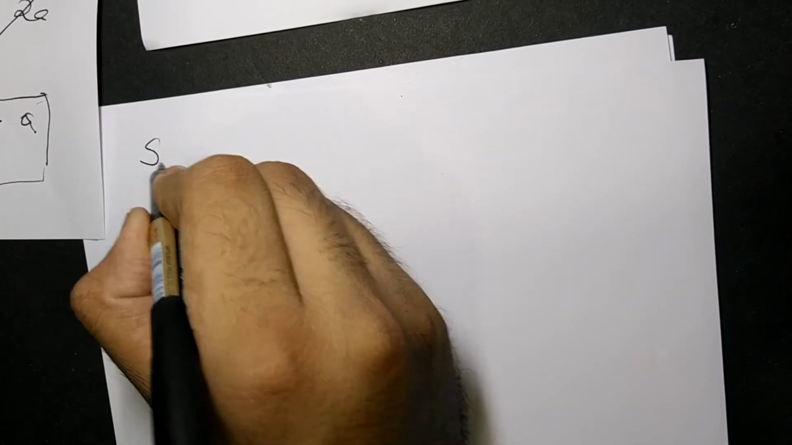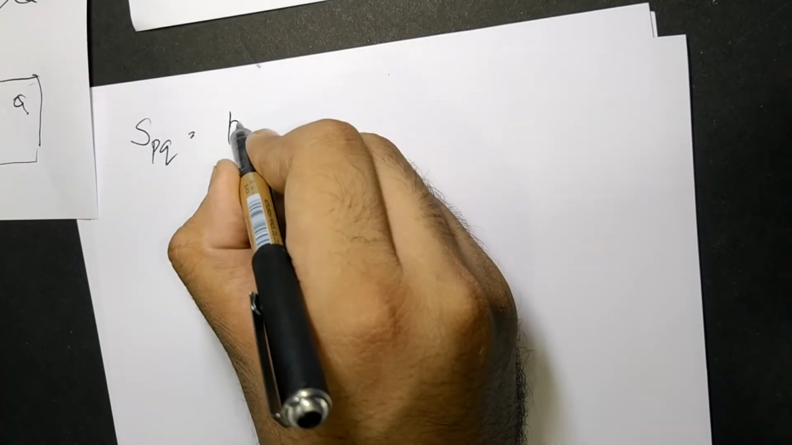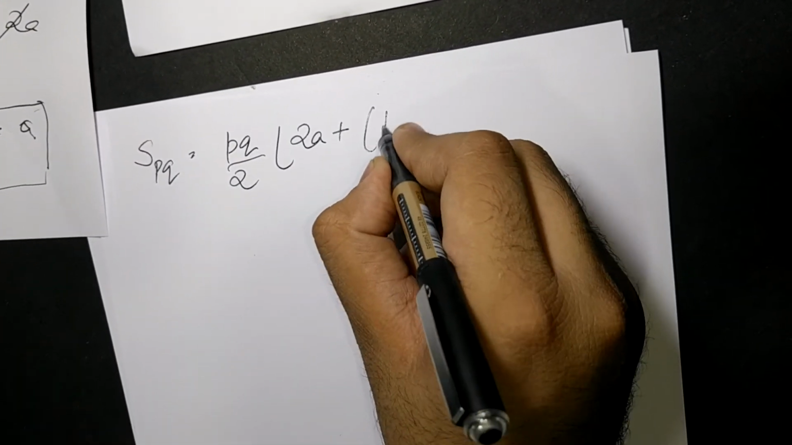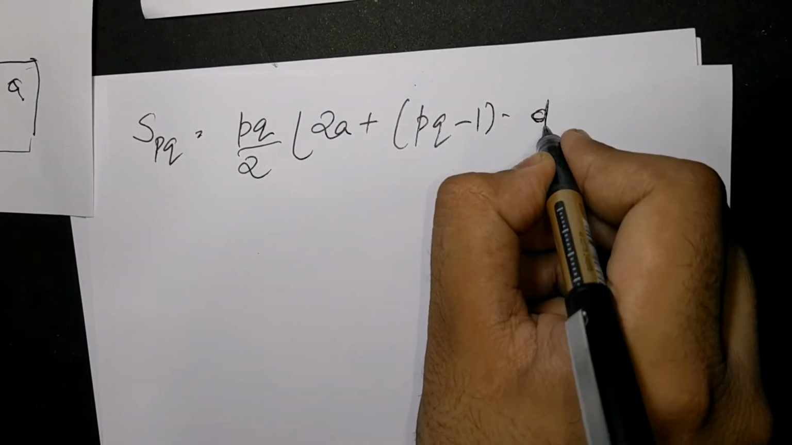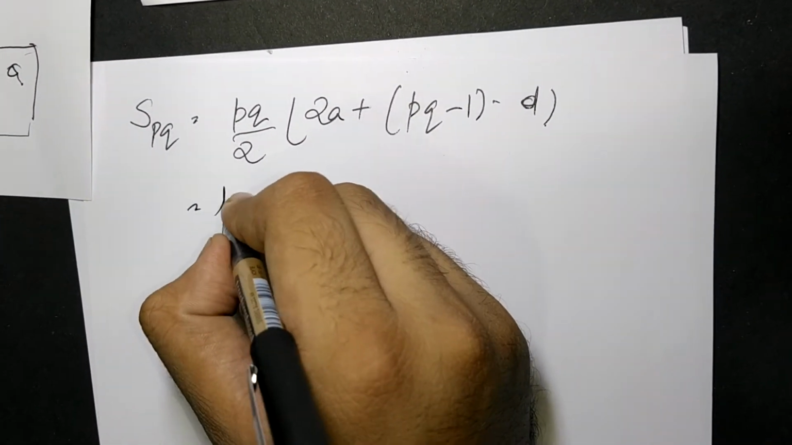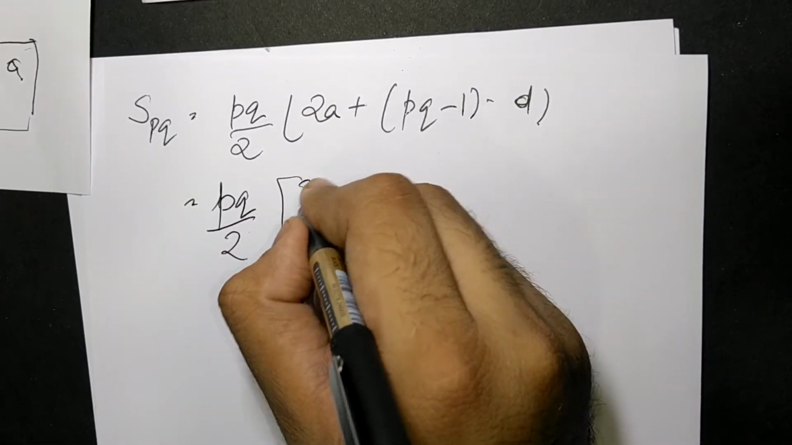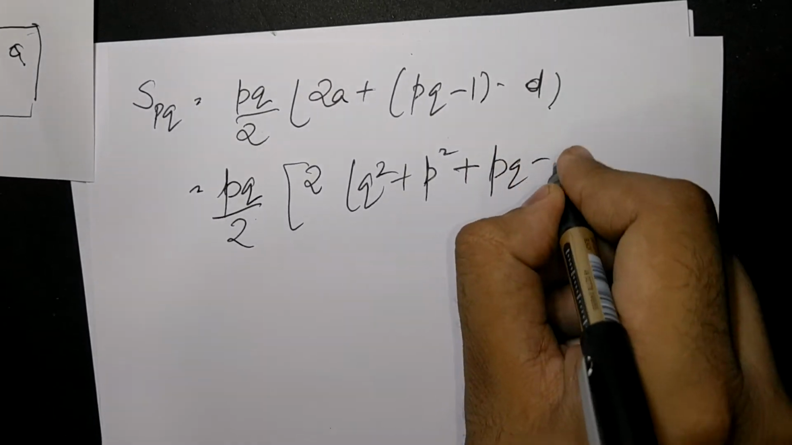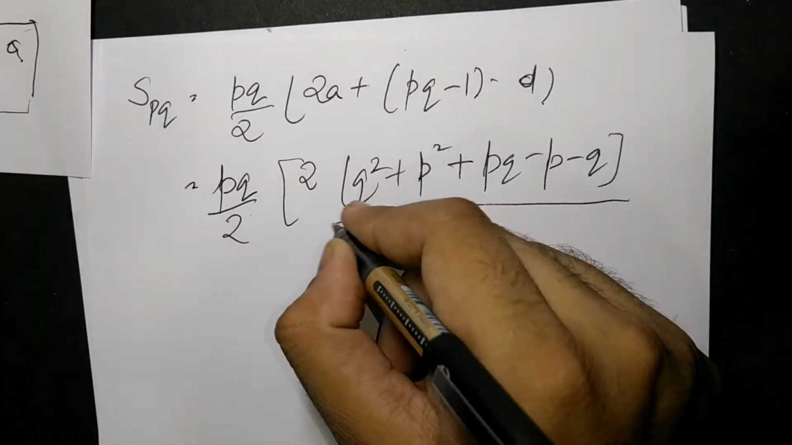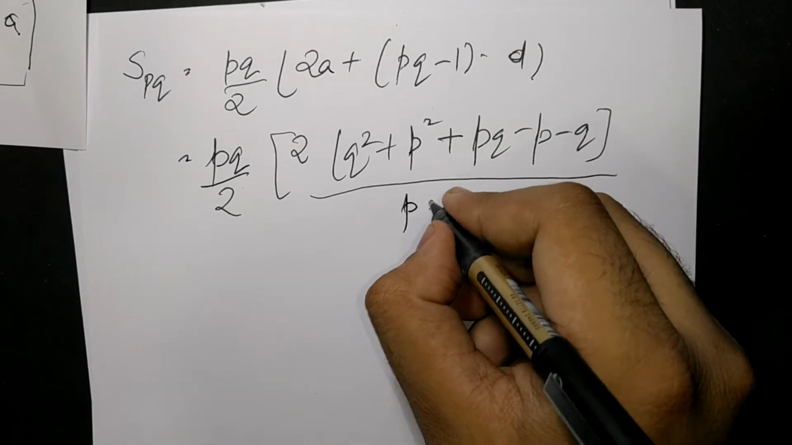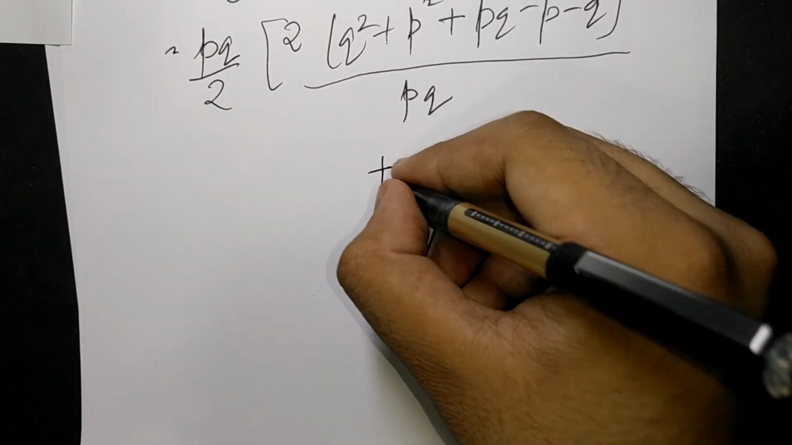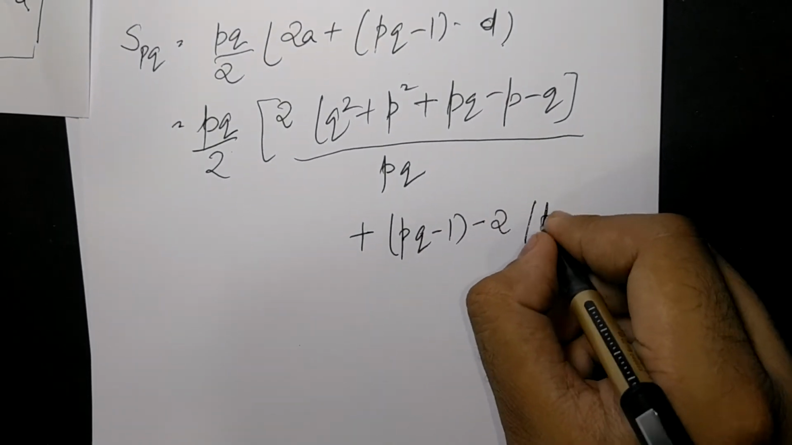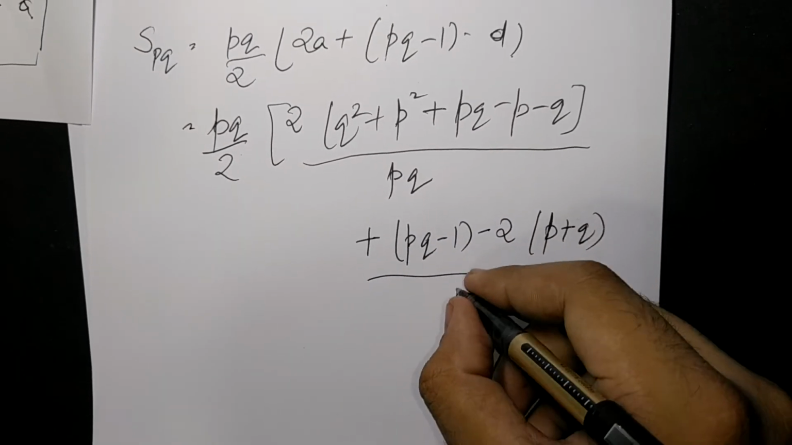Now taking out the sum of pq terms, which is pq by 2, 2a plus (pq minus 1)d. So pq by 2, 2 into a is (q square plus p square plus pq minus p minus q) upon pq, plus (pq minus 1)d, where d is minus 2(p plus q) upon pq.